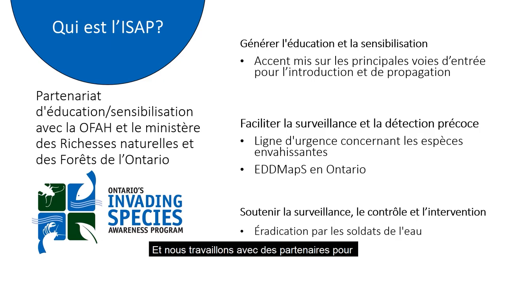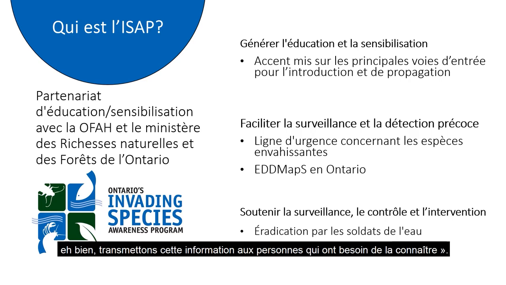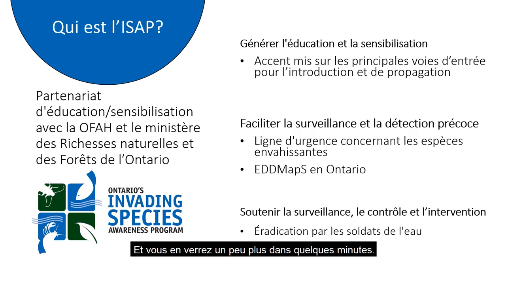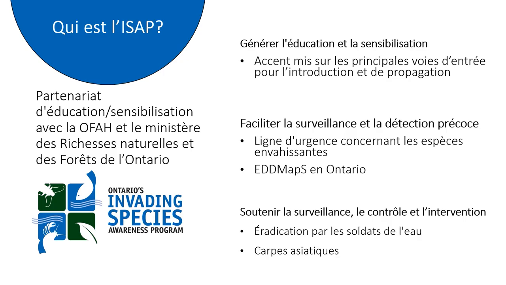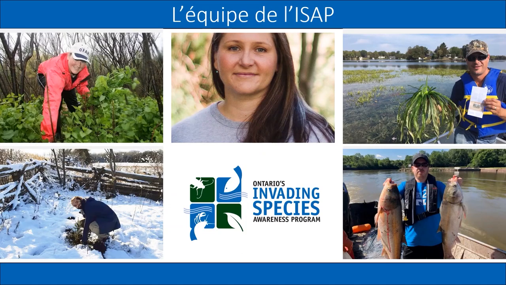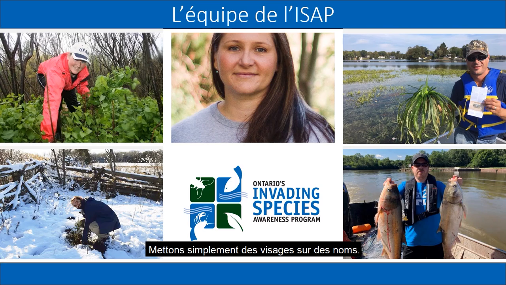Water soldier eradication is one of those. So that is an invasive aquatic plant, real nasty. If you've never encountered it before, it was found in the Trans-Severn Waterway in 2008, and we've been working with partners to try to eradicate that plant from Ontario for a number of years now, with some really great success. And then finally, with Asian carps, really participating in that early detection piece, wherein if a report comes to us, then we know, okay, let's get that information to people who need to know. And you'll see a little more of that in a few minutes. Next slide, please.